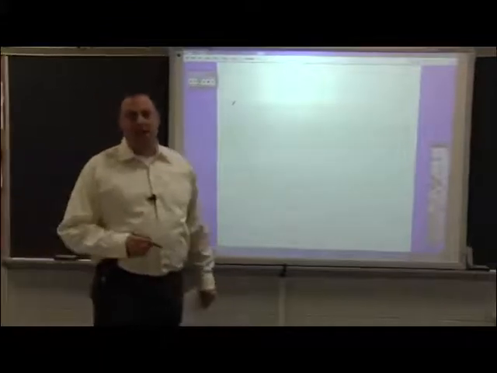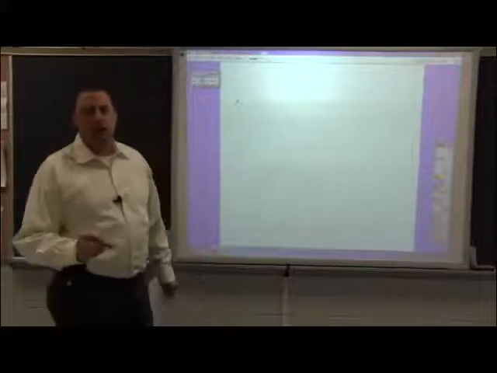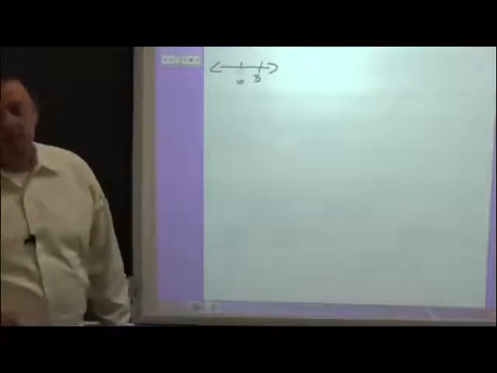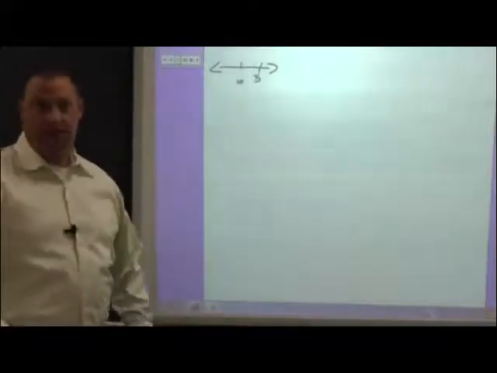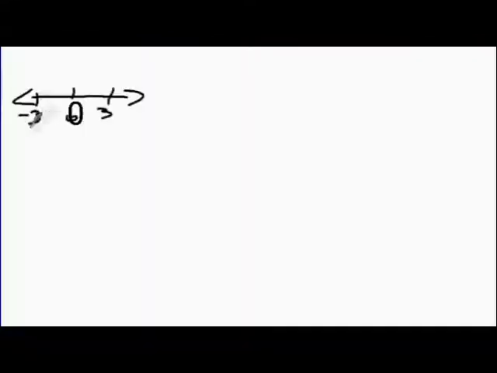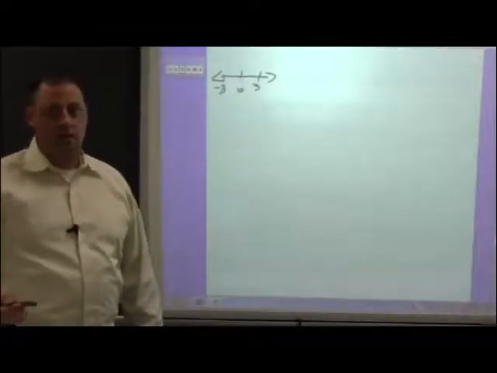What is absolute value? Well, by definition, it's the distance from 0 on a number line. So if we had a location of 3, the absolute value of 3 would be 3 because it's a distance of 3 from 0. If we looked at -3, what's the distance from -3 to 0? The absolute value of -3 is 3 also.